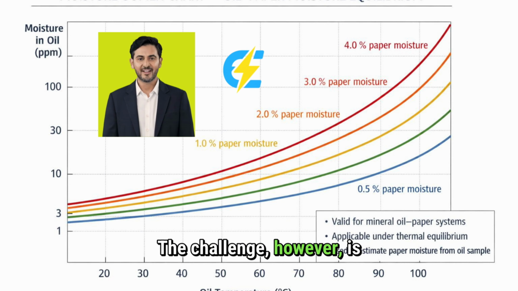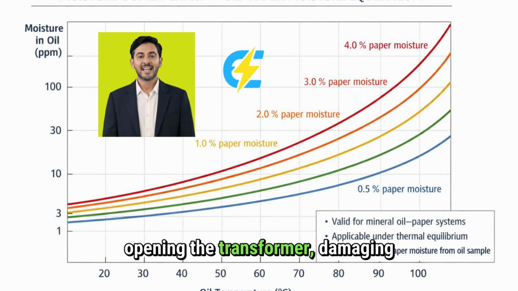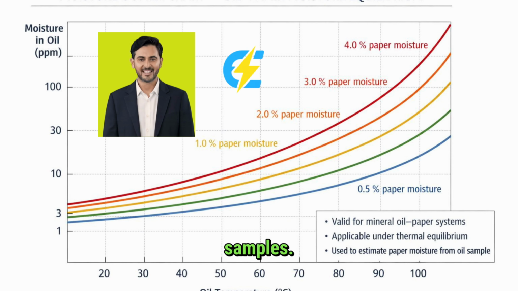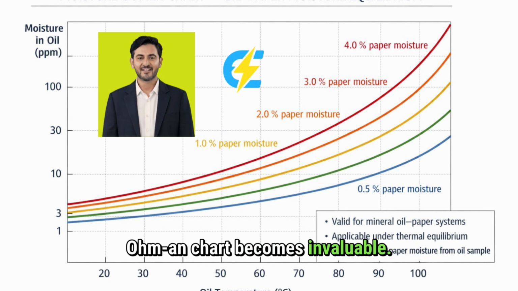The challenge, however, is that you cannot directly measure moisture in paper without opening the transformer, damaging insulation, and taking paper samples. This would be completely impractical and destructive for operational transformers. So how do we estimate this critical parameter? This is where the Oommen chart becomes invaluable.